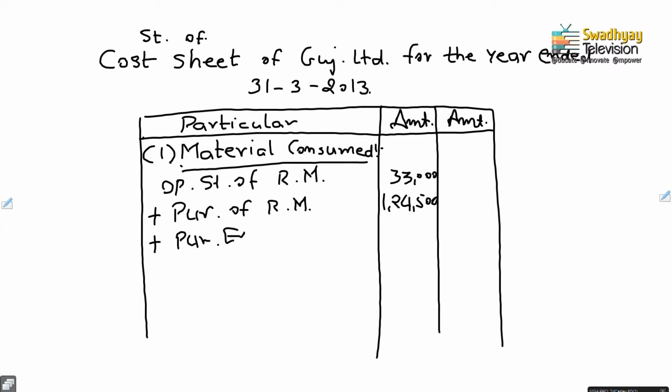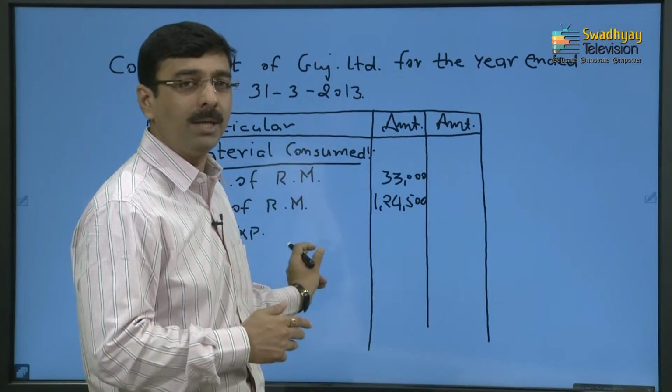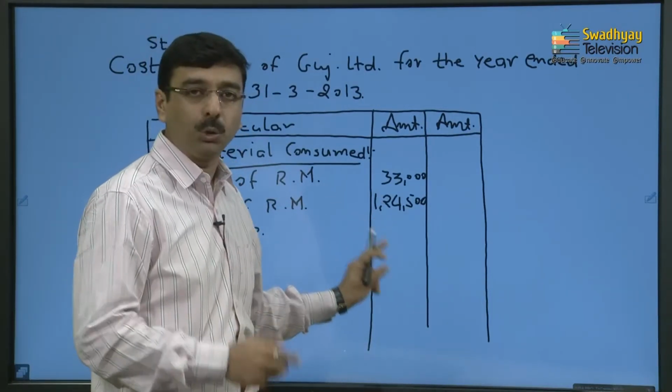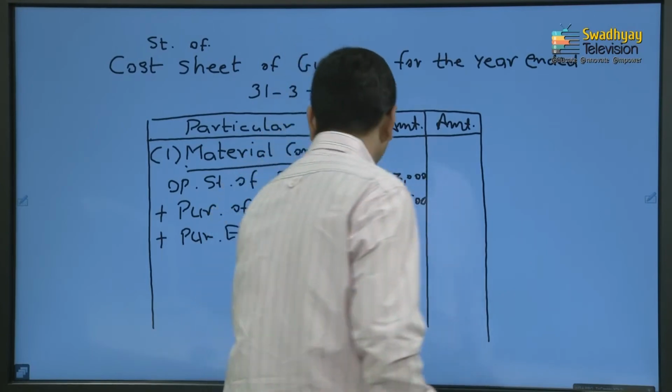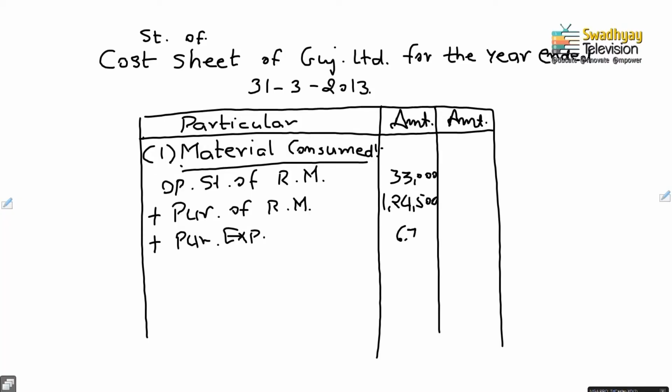If you remember, I told you there are two types of carriage. One is carriage inward and the other is carriage outward. The carriage inward would be recorded here under the heading of material consumed, and it would be added into this particular total. The carriage outward amount is 6,750.